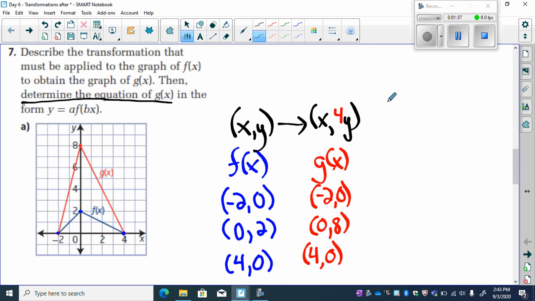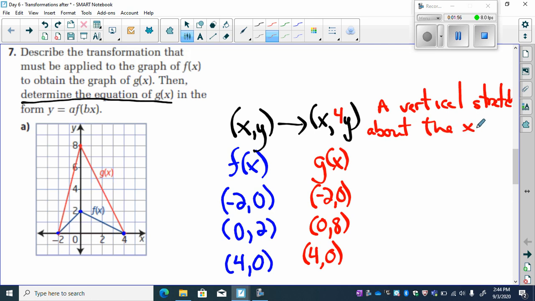So if it's the y values that are getting multiplied, we must be talking about a vertical stretch. Okay, so this would be a vertical stretch about the x-axis, so it's the opposite axis of what you should think. A vertical stretch about the x-axis by a factor of 4. That means my a value is actually a 4.